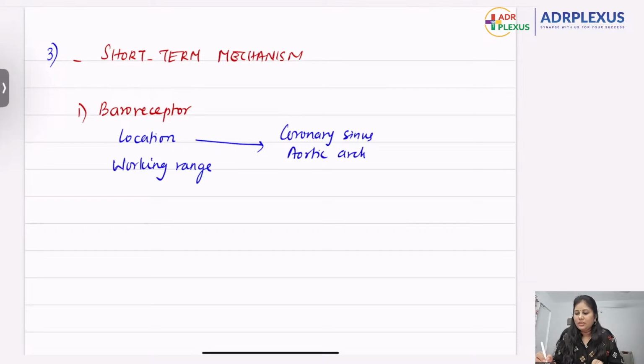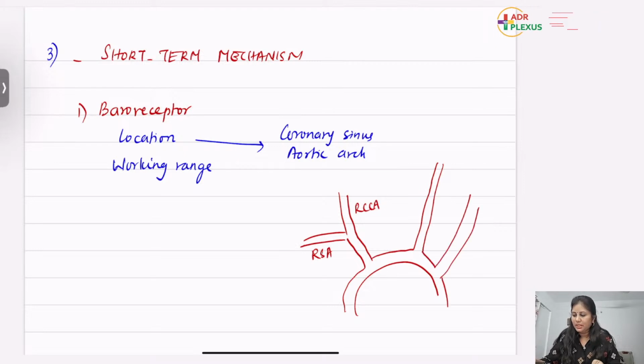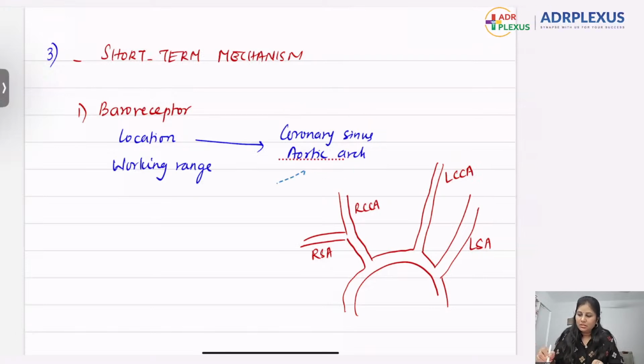You will have to draw a diagram for this. Now you will have to draw the diagram of the arch of aorta like this. We'll take red color. Arch of aorta, brachiocephalic trunk, right subclavian artery, right common carotid artery. Then you have the left common carotid artery and left subclavian artery, right?